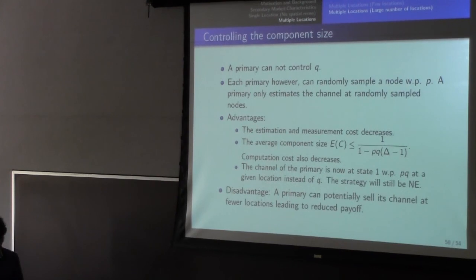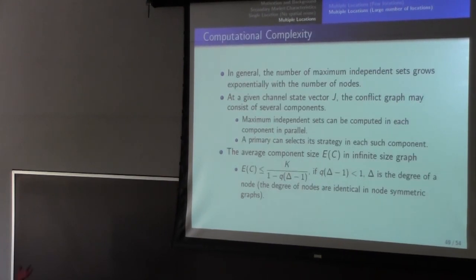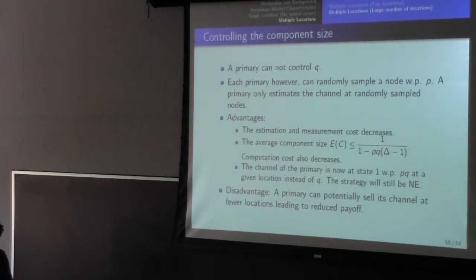But if Q becomes higher, the component size can become very large, right? This means that your computational time can also be large. But Q cannot be controlled. It comes with the data. You cannot control your channel state or the transmission rate of the primary users, because they are your customers, right? So you cannot control Q.